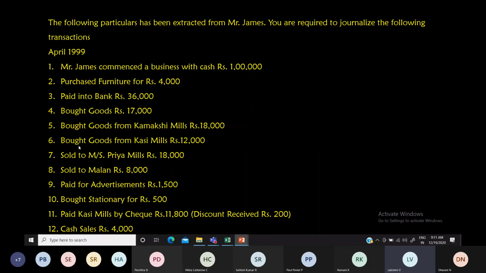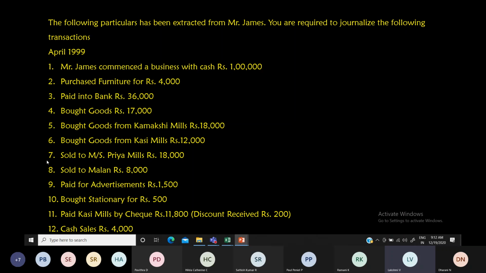And moving to the next transaction on 6, the bought goods from Kasi Mills. Again, since it is goods given here, you have to consider it as a purchase. Purchases account only you have to use. And then the name has been given, so it is to be considered as a credit purchase. If they have included for cash, bought goods from Kasi Mills for cash, then you have to consider it as a cash purchase. So look it over. Just take care of that, whether you have to consider it as a cash purchase or credit purchase. You should be clear with that.